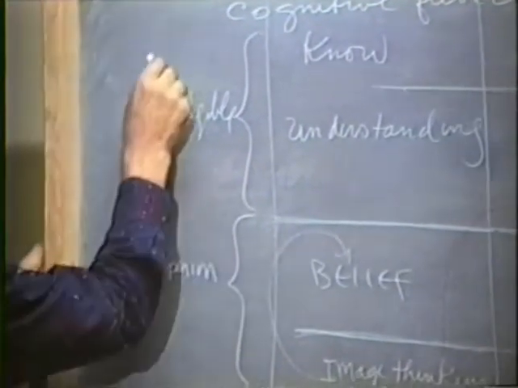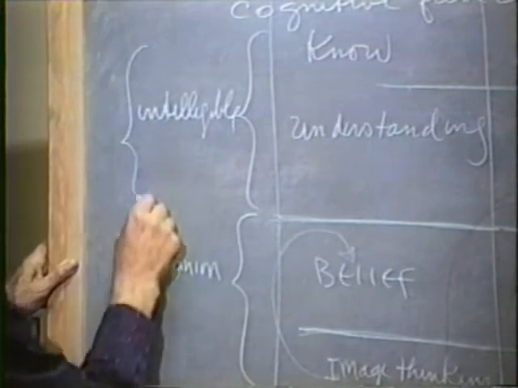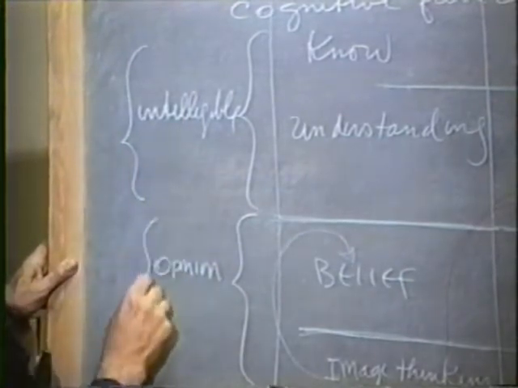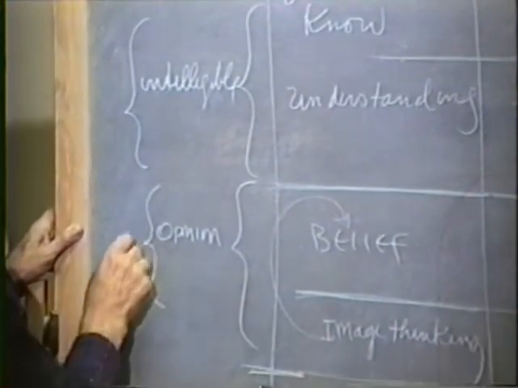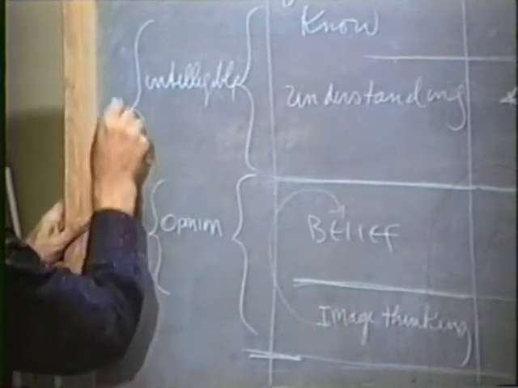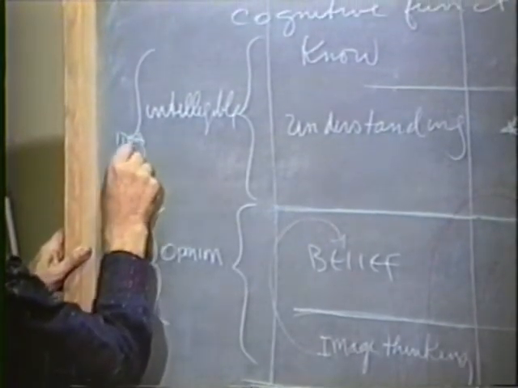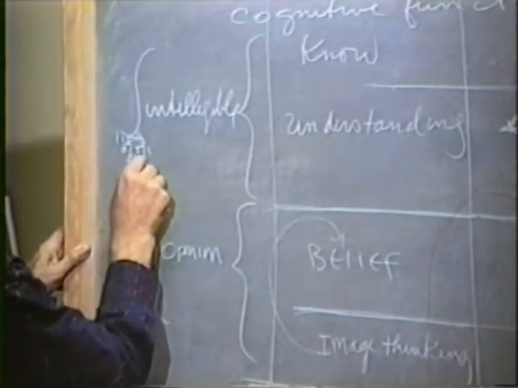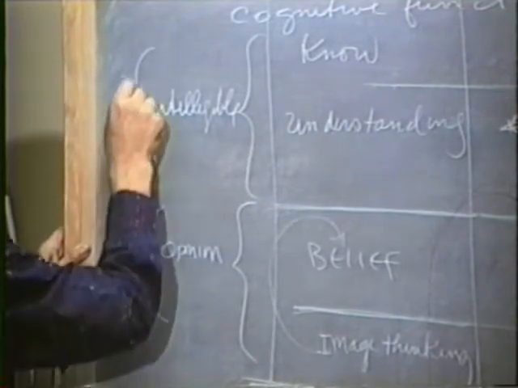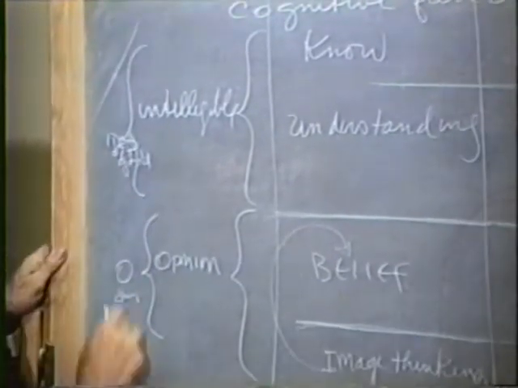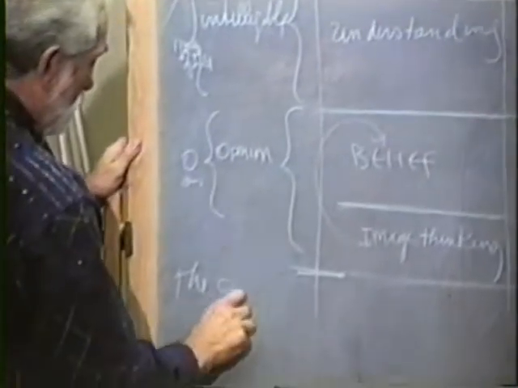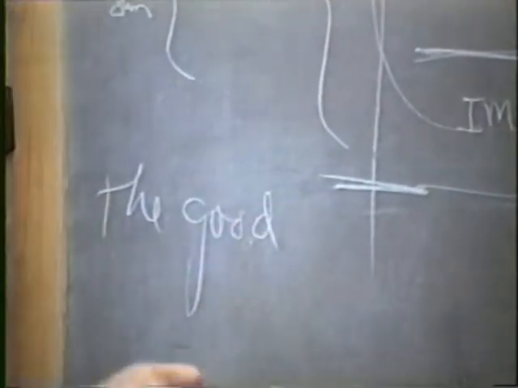What is behind this, the source of this, and the source of the visible world? This is the sun. This is the idea of the good. Or beyond the whole thing should be the good itself.